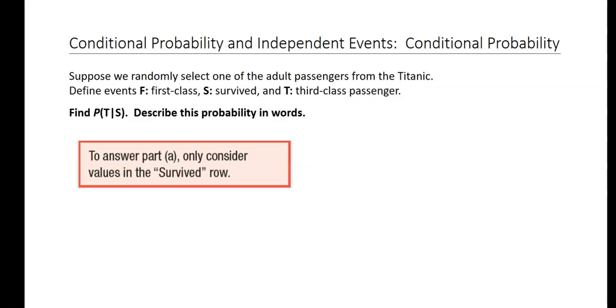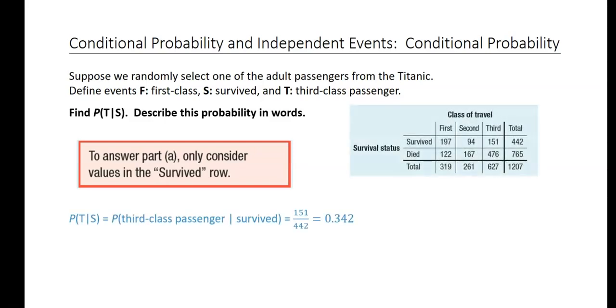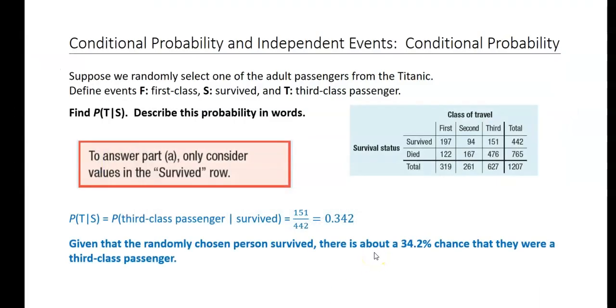Describe the probability in words. Again, we're only looking at the survived row. In words, I like the notation here: probability is third class passenger, given that you survived. Did we get the same answer? I think we did, 151 over 442. Yeah, good. Given that a randomly chosen person survived, there's about a 34.2% chance they were a third class passenger. I like that.